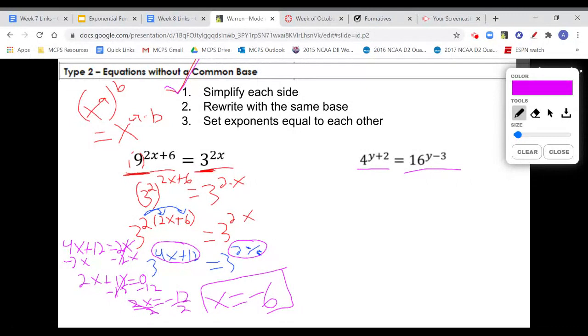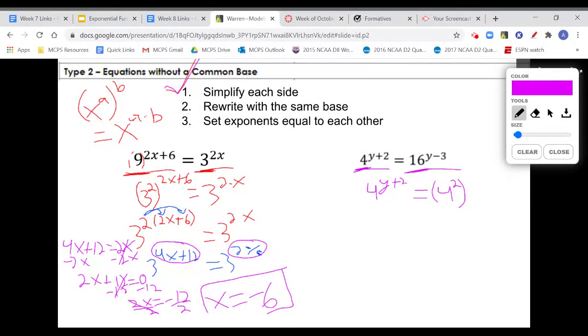So as I'm looking right now, I see a base on the left of 4 and on the right of 16. Again, I'm going to go ahead and rewrite that smaller base. That's the base that I want to keep. And I need to rewrite the bigger base in terms of that smaller base. So I need to say 4 to what power gives me 16. Okay? And it just so happens that 4 squared gives me 16. So I'm going to rewrite the 16 as 4 squared.